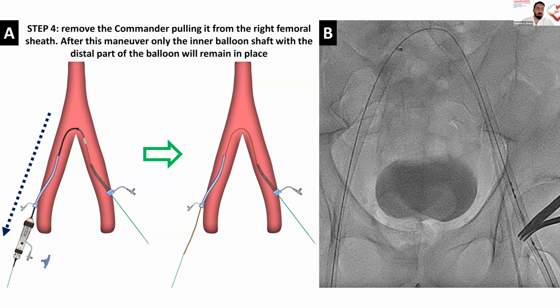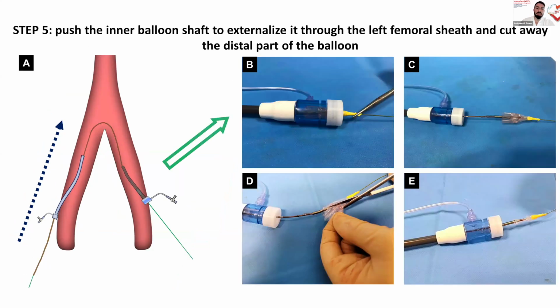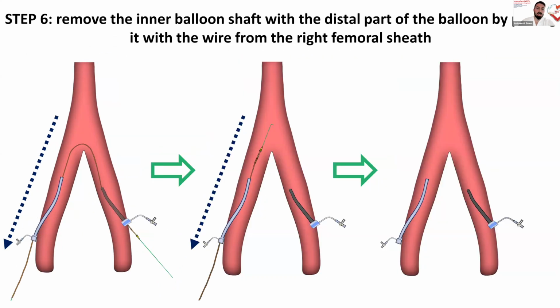And then if you pull the commander from the handle, you will be able to extract the commander together with the proximal part of the balloon, leaving in place the wire, the inner balloon shaft, and the distal part of the balloon. At this point, we were able to externalize the tip, the distal part of the balloon, to cut away the remaining part of the balloon, and then extract the remaining part of the system from the right femoral artery.